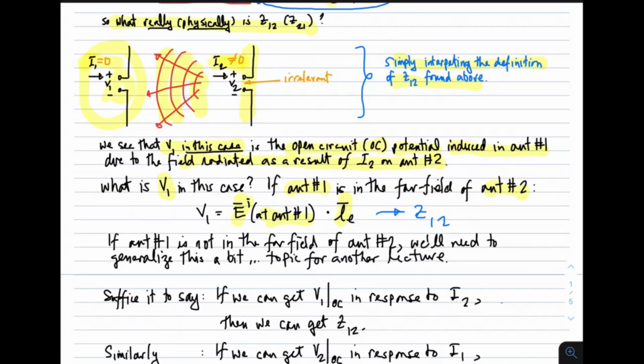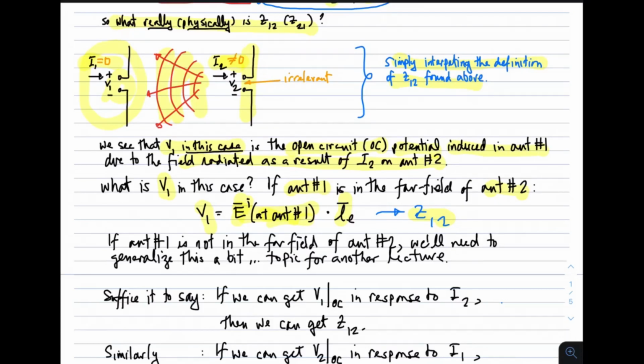So we could use this procedure. We could set some value of I2 that's non-zero. That would result in non-zero E super I. We could establish the voltage in response to that current, and that would give us everything we need to compute the mutual impedance Z sub 1,2.